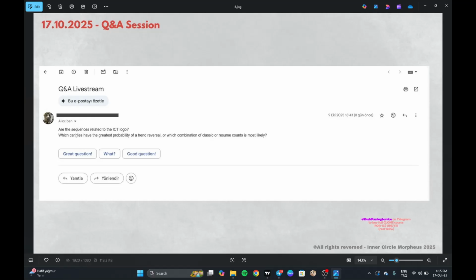New question: are the sequences related to ICT's logo? Yes. My starting point was ICT's logo, and the data ranges back to 2022. This is the starting point for me.